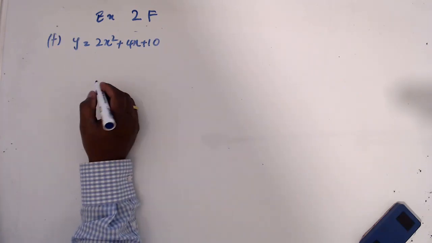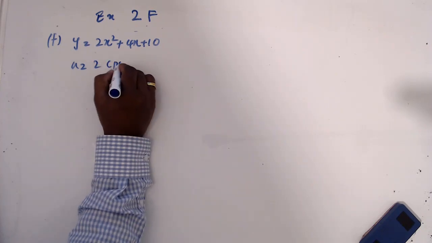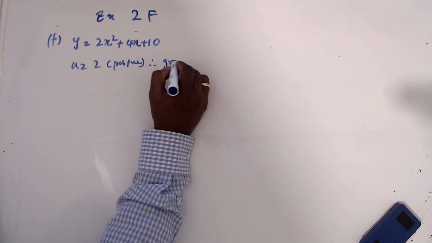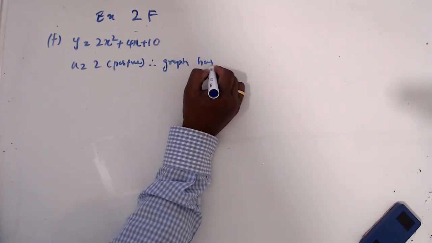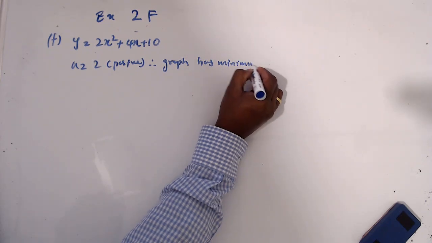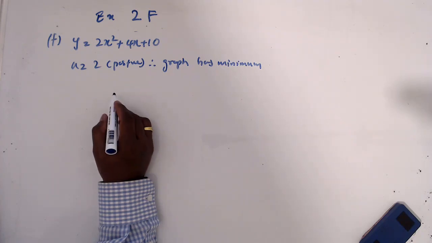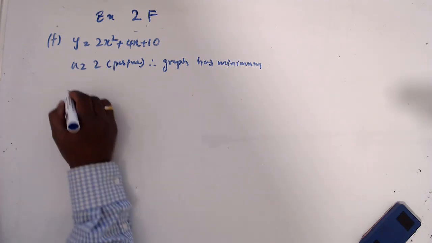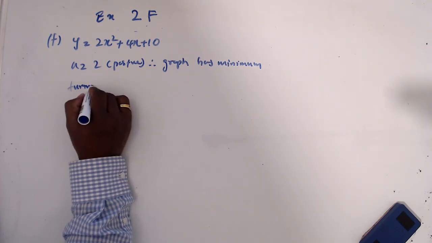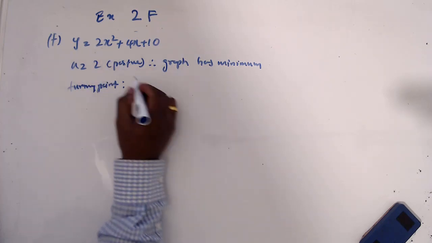Question F. A is 2, positive, and the graph has a minimum. Then the turning point, completing the square.